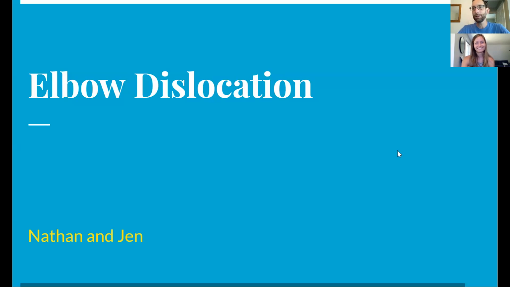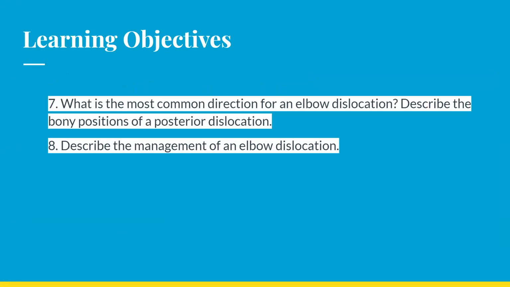Today's special episode is all about elbow dislocation. So without further ado, take it away, Jen. All right, so we are going through elbow dislocation. First, we're going to start with the learning objectives for this unit. There are only two. The first one is, what is the most common direction for an elbow dislocation, and describe the bony positions of a posterior dislocation. And then the second one is, describe the management of an elbow dislocation.